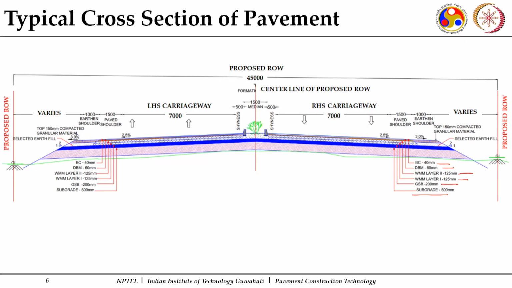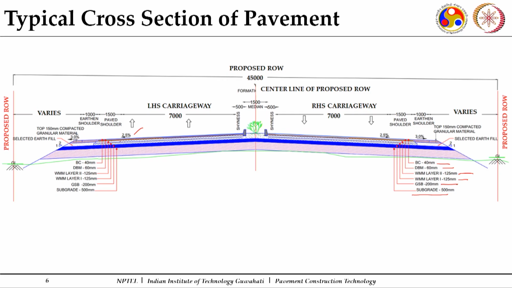In terms of the center line, I can work out the levels. You can see the cross slope which has been shown. On the carriageway it is 2.5%. When it comes to the shoulders, it is showing 3%. In addition to this, you can see the side slope which has been shown as 1 vertical and 2 horizontal.